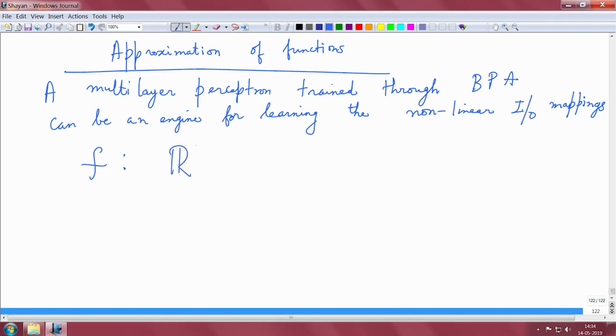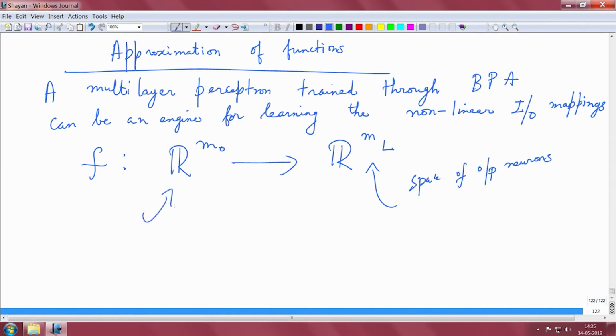if I have inputs in R^m0, then I can think of a mapping from R^m0 to R^mL. This is the space of output neurons. And this relationship is basically a mapping from two different Euclidean spaces.